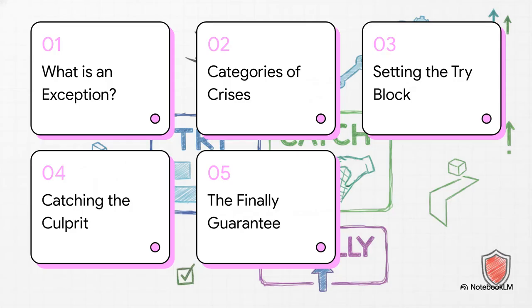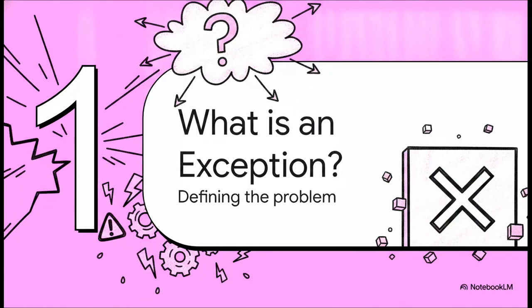So here is our quick roadmap to fix this. 1. What is an exception? 2. Three categories of crises. 3. Setting the try block. 4. Catching the culprit. And finally, 5. The finally guarantee. Let's get right into it. Starting off with Section 1.